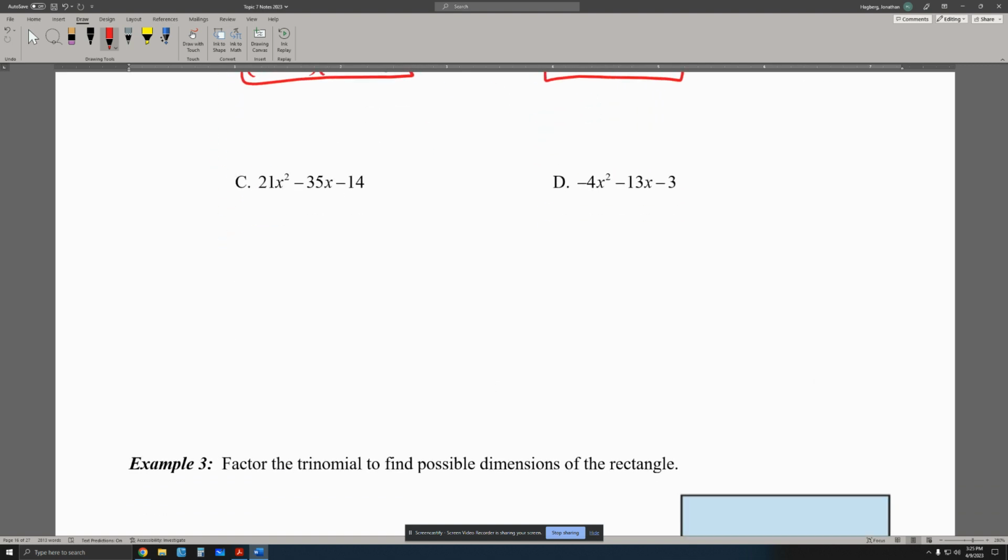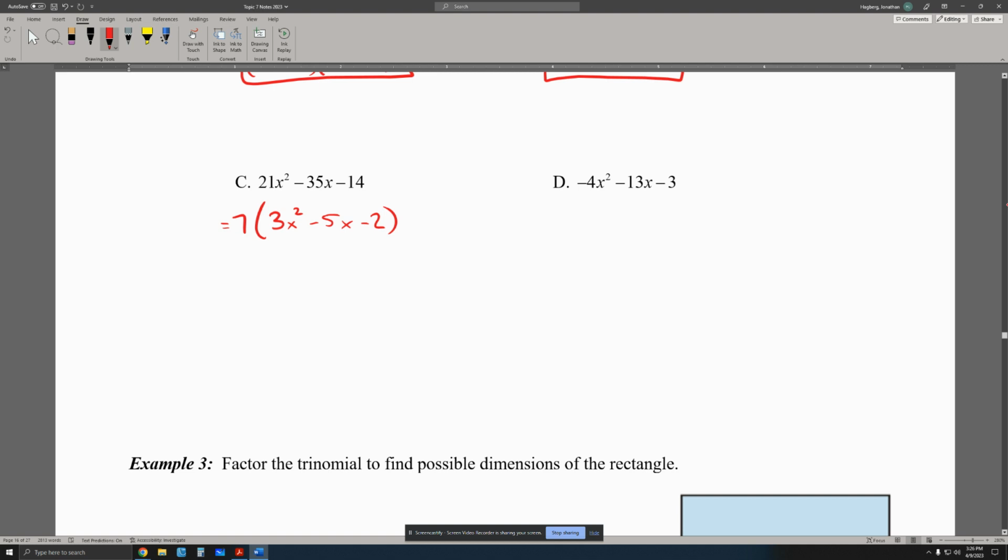Letter C. First thing we always check for is the GCF. 21, negative 35, and negative 14 have a GCF of positive 7. So I'm going to factor out positive 7. There is no common variable factor, so what's left inside after we factor out 7 is 21 divided by 7 is 3, and then we have x squared. Negative 35 divided by 7 is negative 5, and then we have x. Negative 14 divided by 7 is negative 2, and there are no x's.